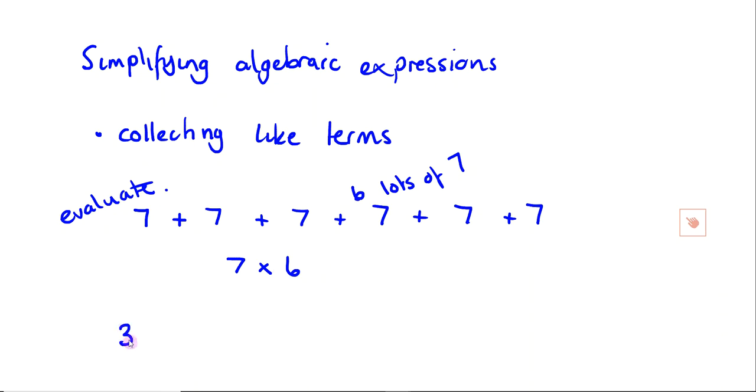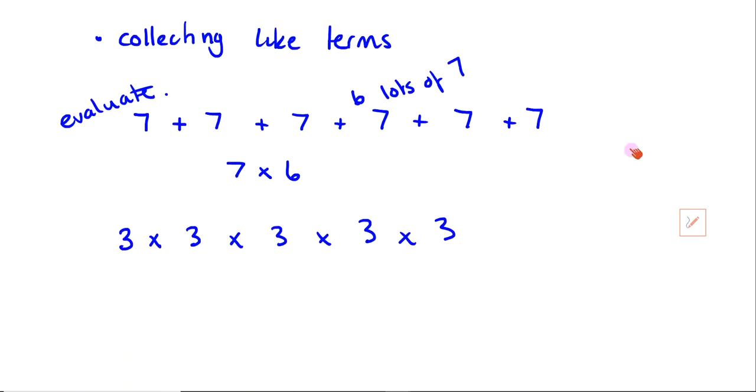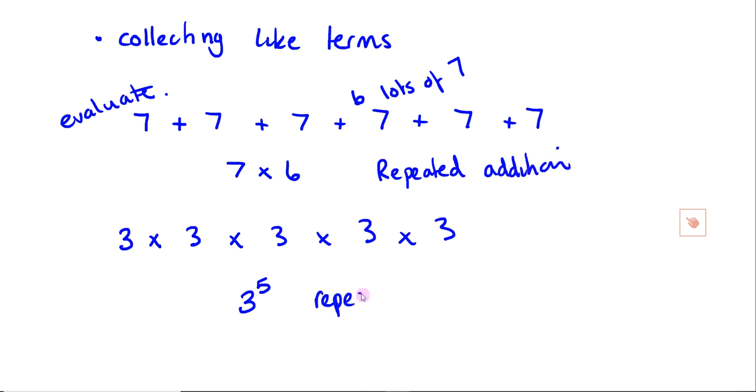Right. What if I ask you to do 3 times 3 times 3 times 3 times 3? Could I simplify that in any way? It would be 3 to the power of 5, exactly. So it's a bit different. Multiplication we can say is repeated addition, and this is repeated multiplication.